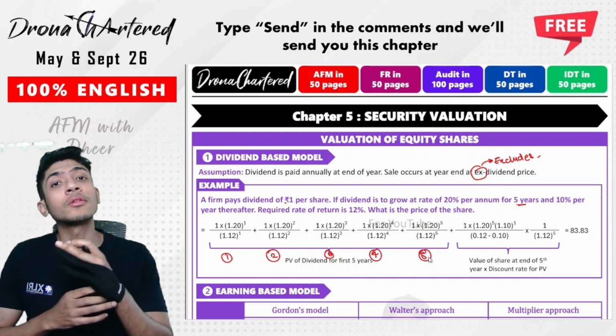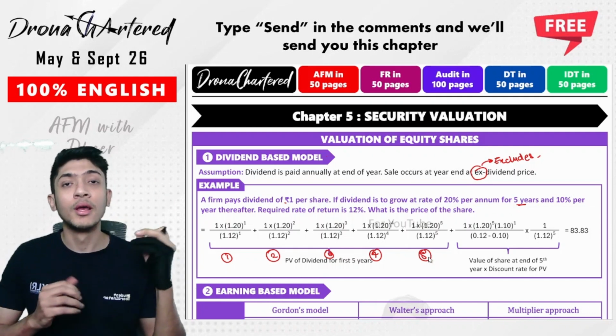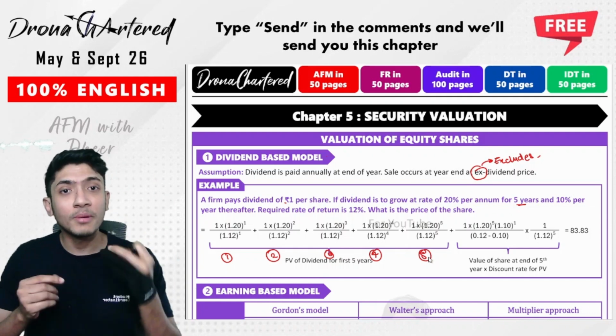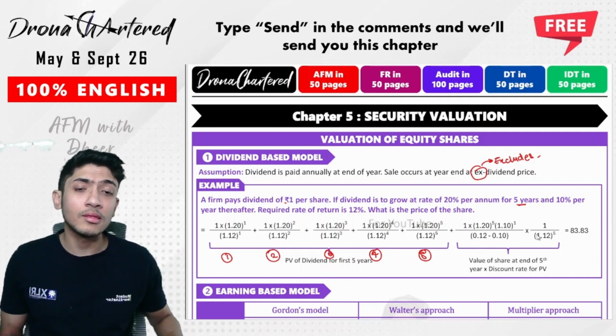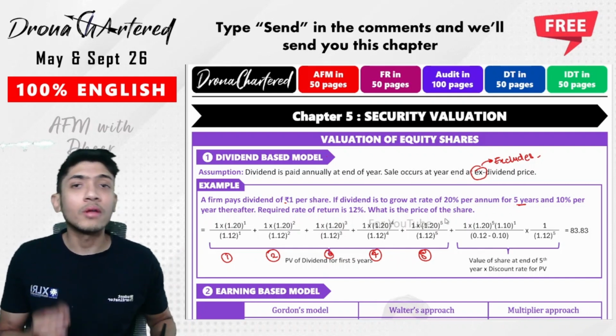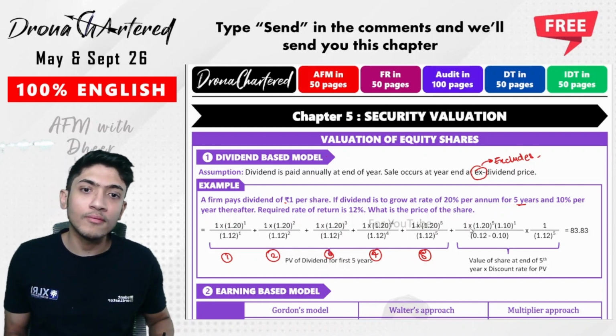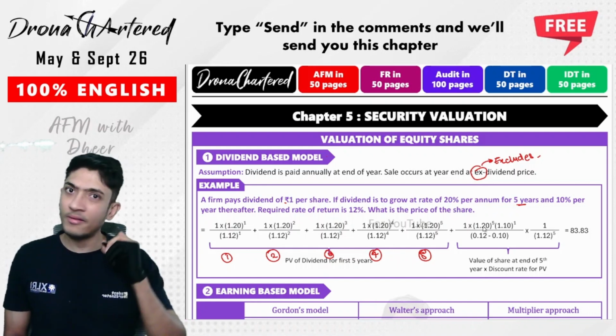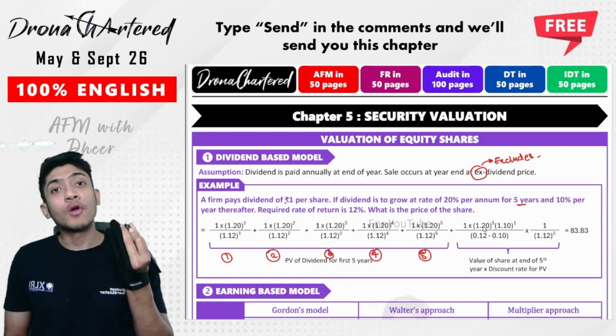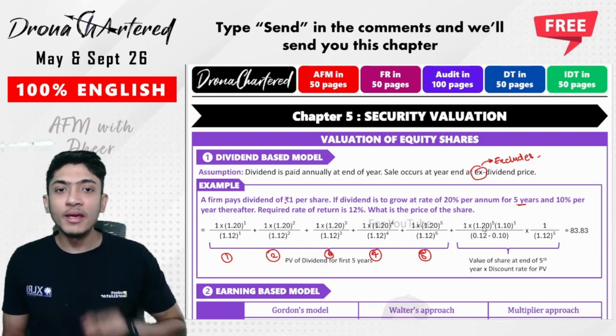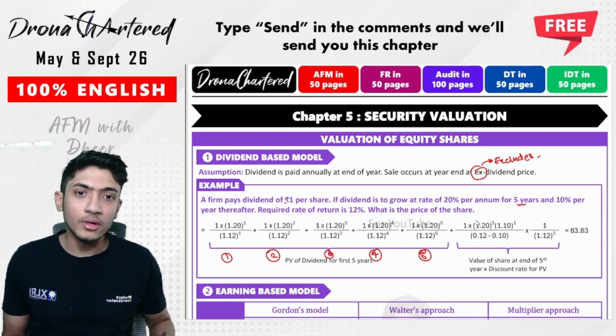Now, what happens after the fifth year? It says that it is going to grow at 10% forever. So how do you find the perpetual value? So in such a case, you multiply with whatever value you have. So at the end of fifth year, what is the dividend value? End of fifth year is 1 into 1.20 raised to the power 5. Correct? Now what will it become? It will become multiplied by 1.10. So therefore, this is value at the end of fifth year.